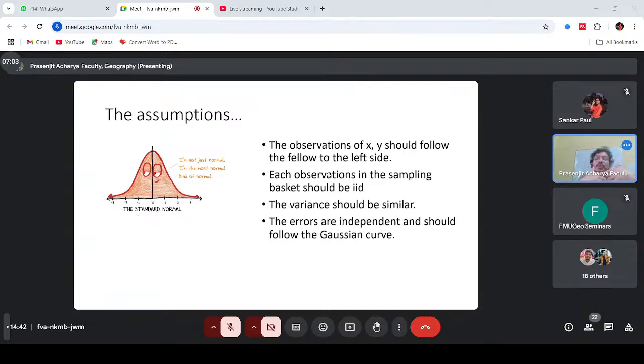that sampling process is an observed minus expected value. That's your error. So if you take those errors and do a histogram, it should also look like a Gaussian curve with a mean of 0 and standard deviation close to 1.